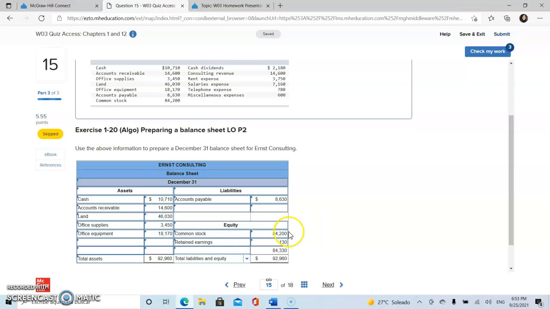We have to make sure that we put liabilities and equity. And it's very important that these two quantities are the same because, as we know, assets equal liabilities plus equity. So this is the end of questions 13 to 15.